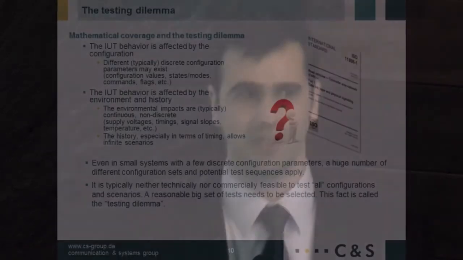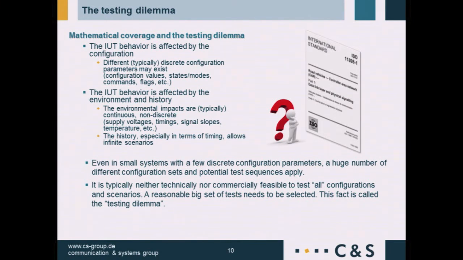The testing dilemma states that it's not going to be possible to test each theoretical test case, each theoretical parameter or scenario. If you imagine all the things that could be tested, at the end we could get to the conclusion that there is a huge amount of test cases.